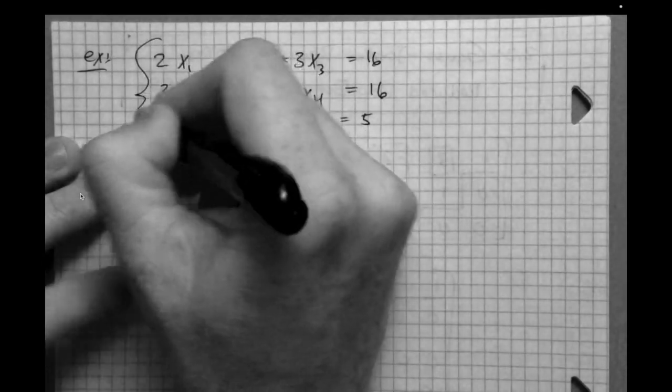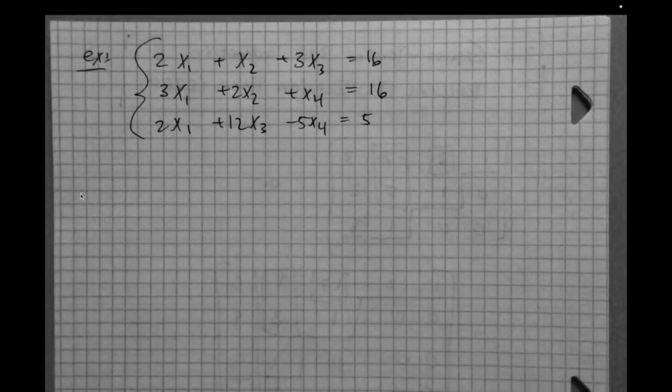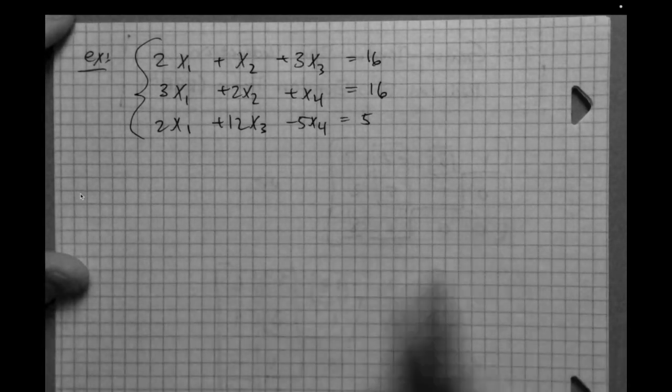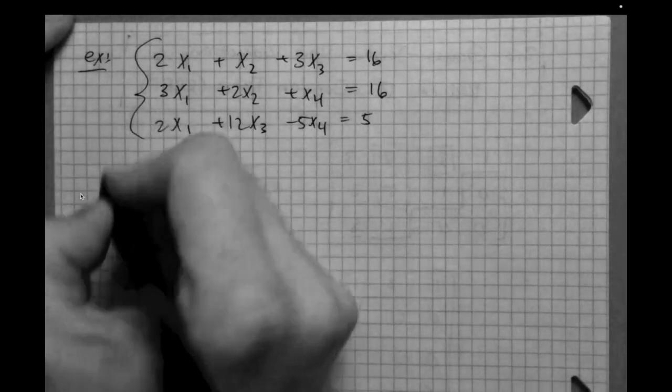Okay, so here's our system. 2x1 plus x2 plus 3x3 equals 16 is the first equation. 3x1 plus 2x2 plus x4 equals 16 is the second equation. And then 2x1 plus 12x3 minus 5x4 equals 5 is the third equation. So we can plug this into an augmented matrix.